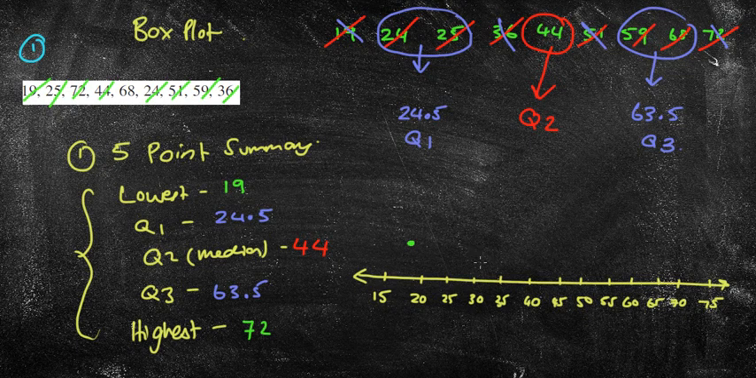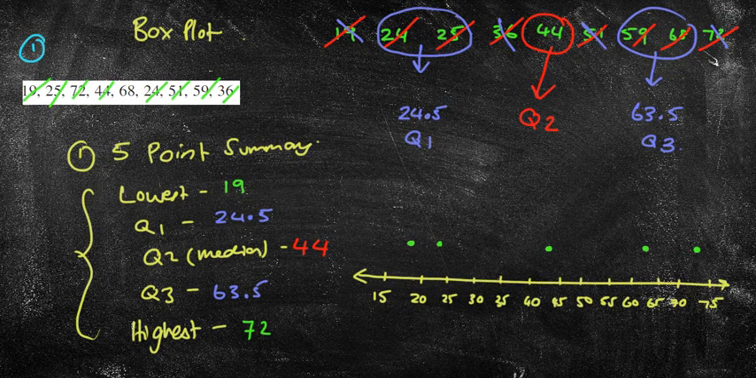So that's 19. Then 24 and a half will sort of be here. Then we've got 44, which is just going to be below 45. We've got 63.5, a little bit in the middle. And the highest is 72, so around about there. Now they're all in a row, as you can see.